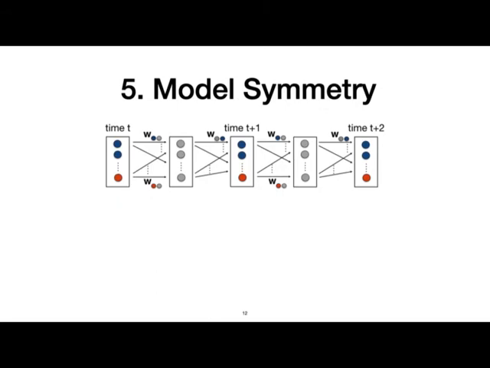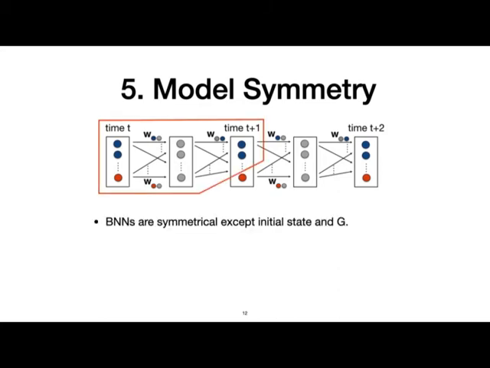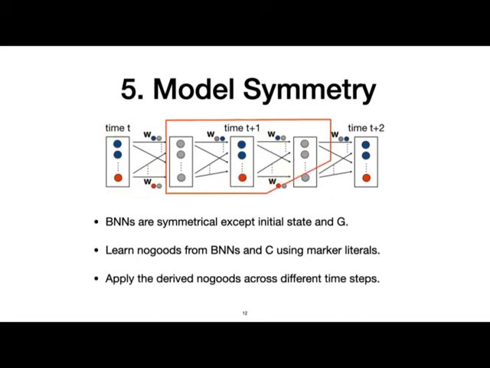The final contribution of our paper is the ability to derive symmetrical no-good constraints. We note that the BNNs across different time steps are symmetrical except their initial state and goal state constraints. Here we will learn no-goods from the BNNs and their respective constraints on their input using unique marker literals. And we will apply these derived no-goods that are learned at some time step across different time steps on our optimization models.